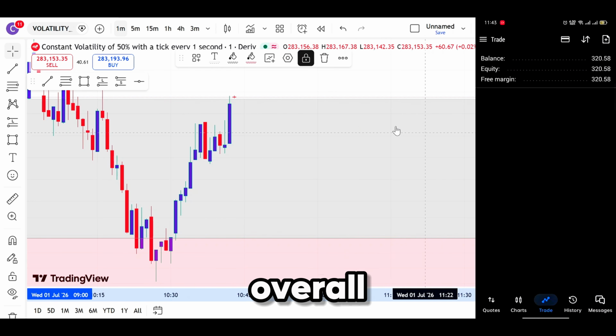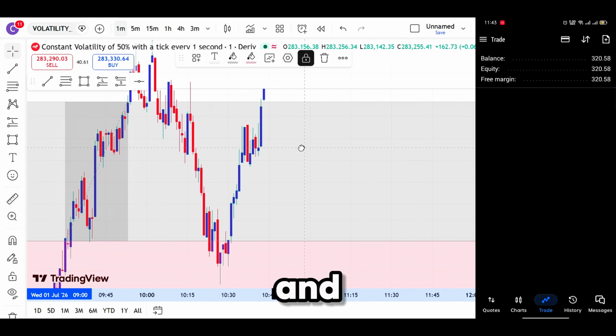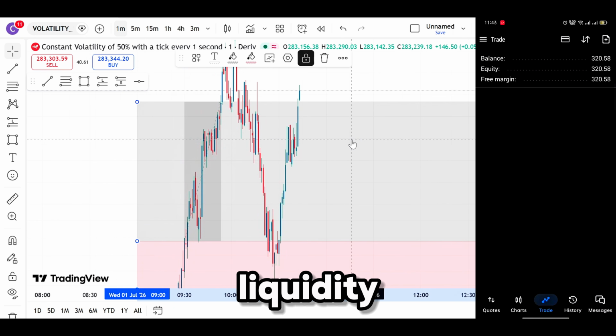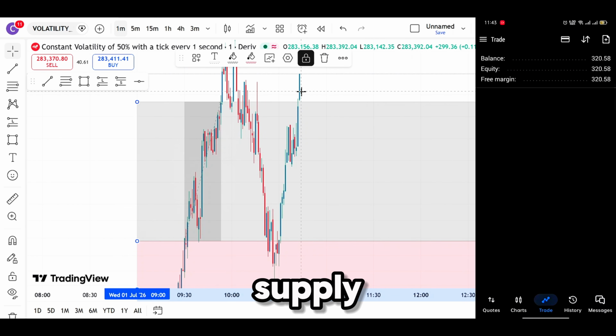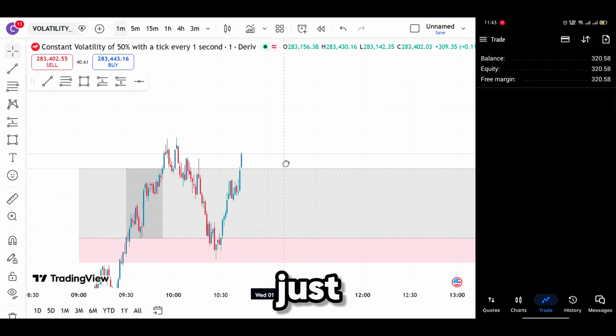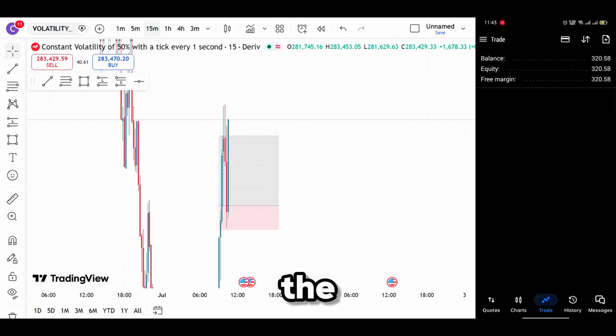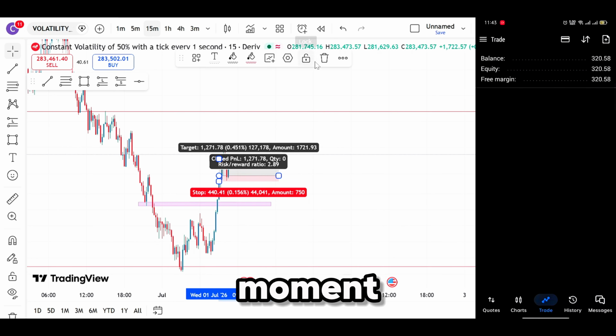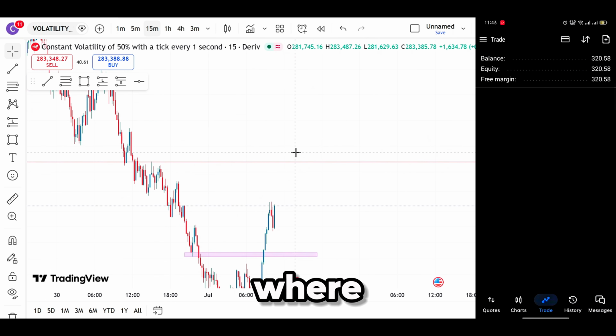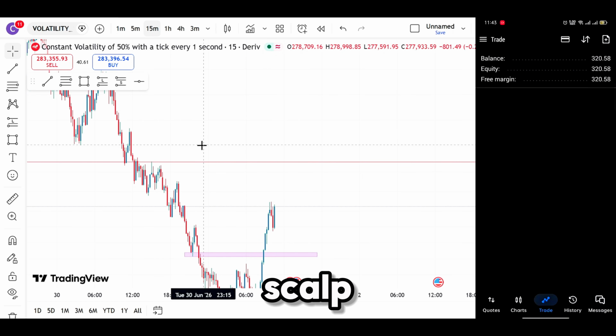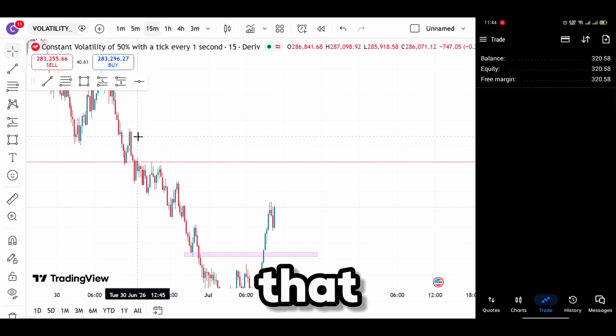Just know the overall direction and look for a liquidity zone, either demand or supply zone, and just observe the way the market is moving at the moment from the lower time frame. That's where you get what direction you are to scalp towards, and it's as simple as that.